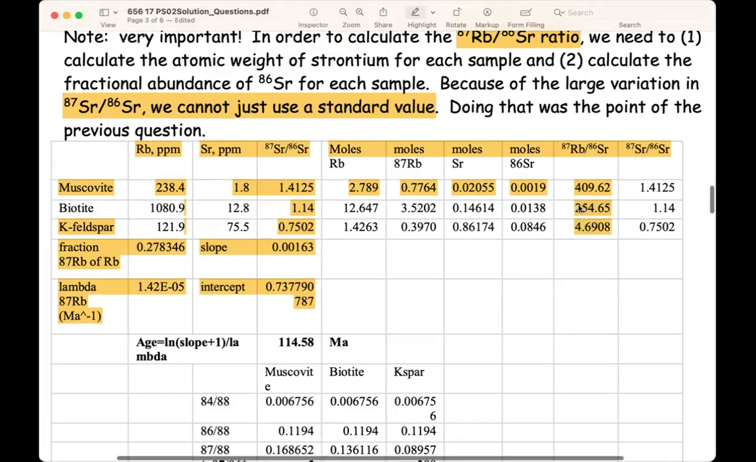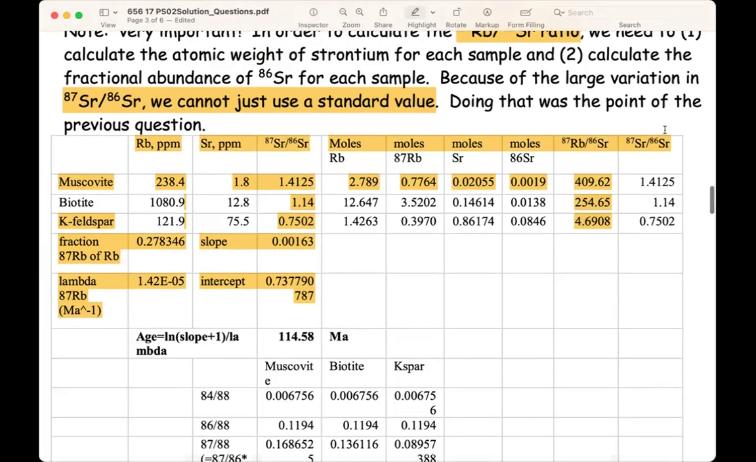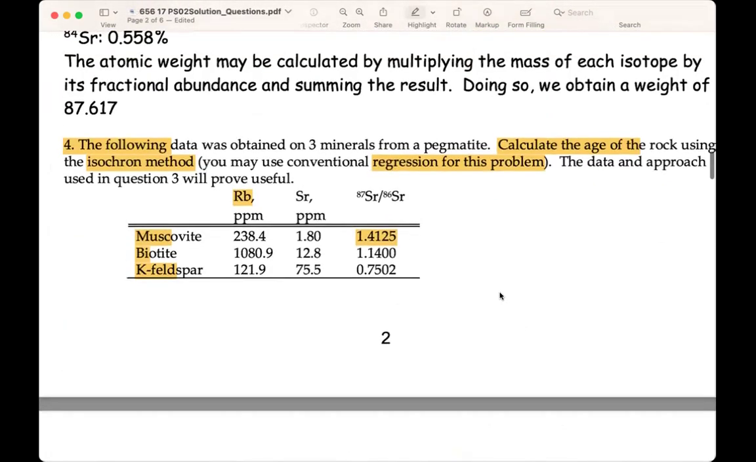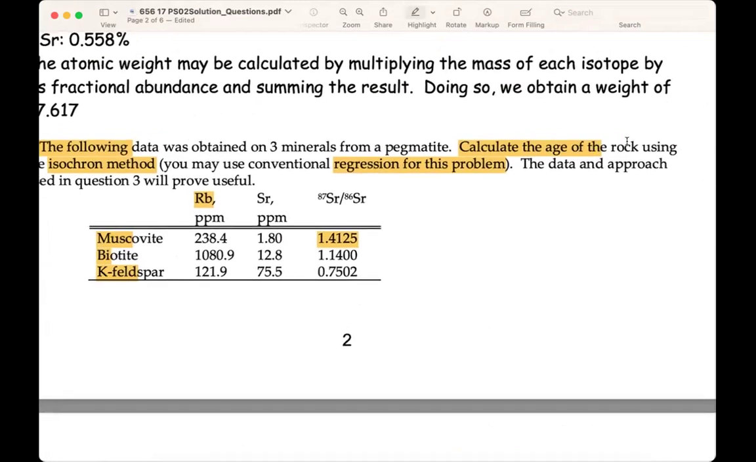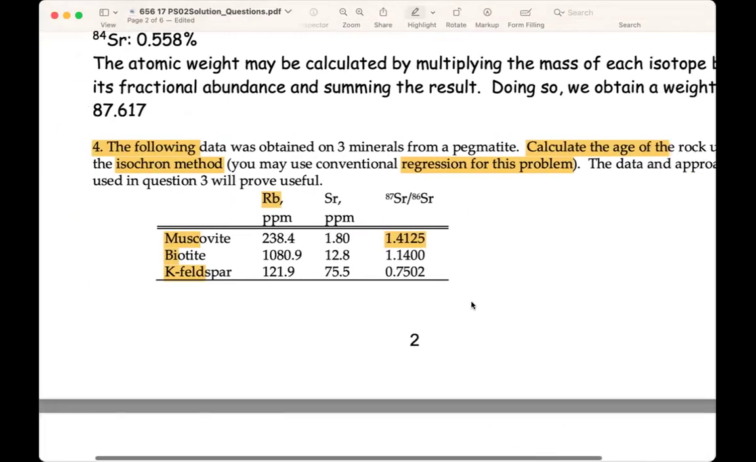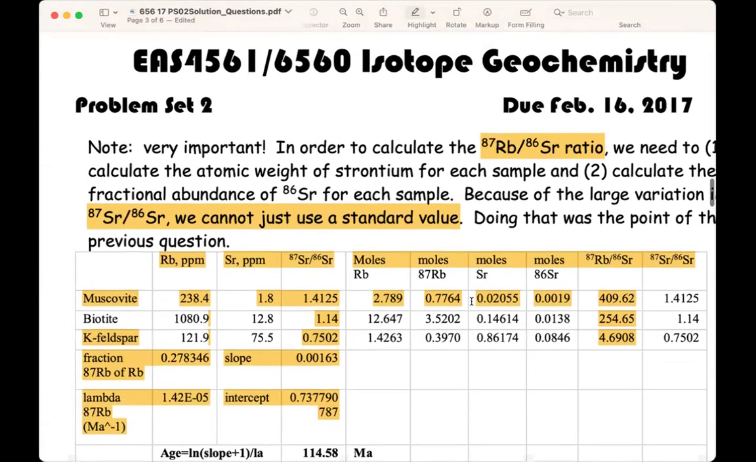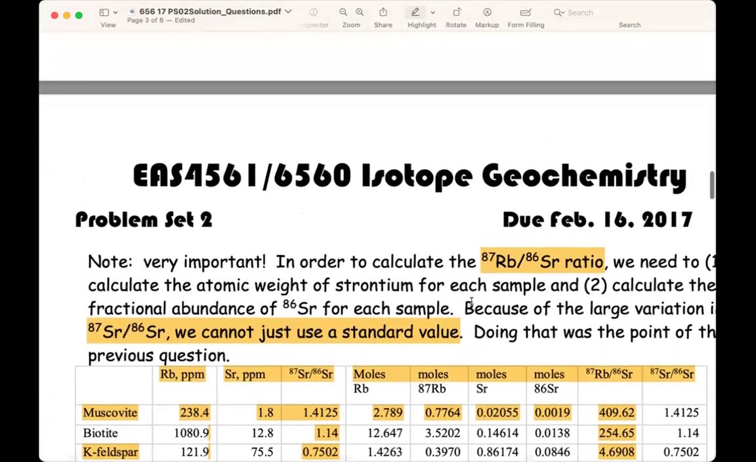Okay, so now we know the parent-daughter value, we know the present-day value, the isotope daughter product we know. Then what you are asked to do is calculate the age of the rock using the isochron method. Now what you have to do is put together the isochron diagram. So you have to plot these three minerals on a graph sheet, right?